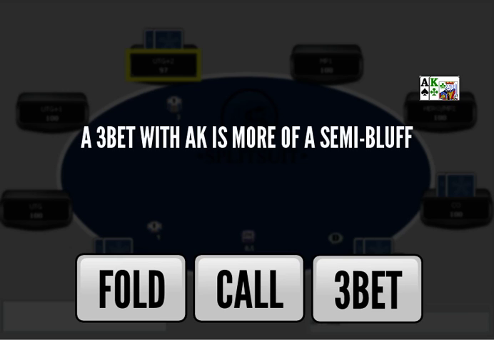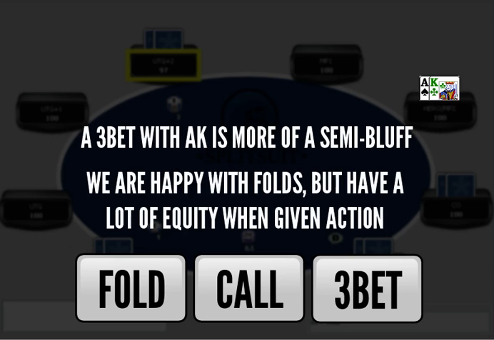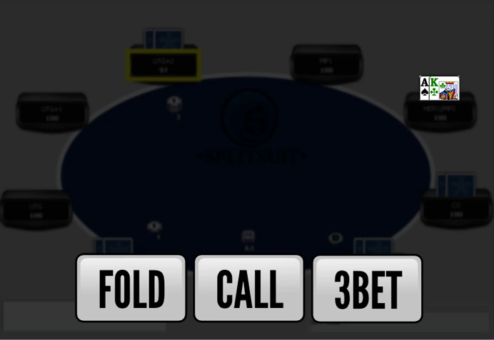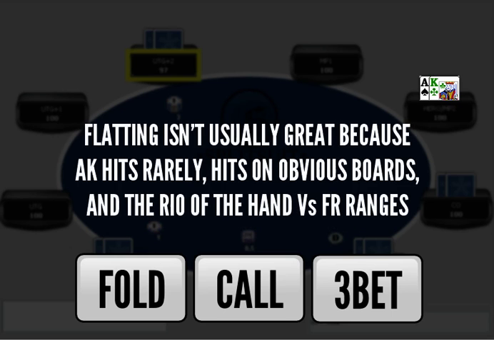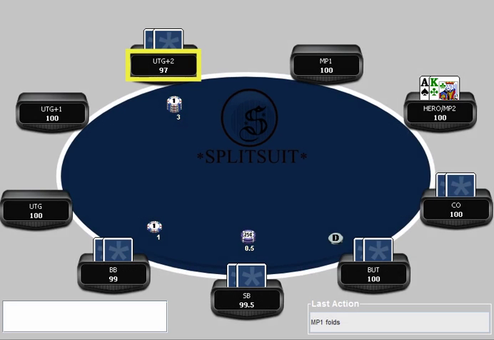It's one of those situations where I would like to get folds. I'm totally cool if I uncontestedly pick up 4.5 big blinds. And if my opponent happens to call me, I always have a lot of equity that I can actualize and play poker with, especially when I'm in position. So ace-king's one of those awkward ones where it can be more of a semi-bluffy type hand. It's not really a 3-bet for value, it's not really a 3-bet for bluff, it's kind of sitting right there in the middle.